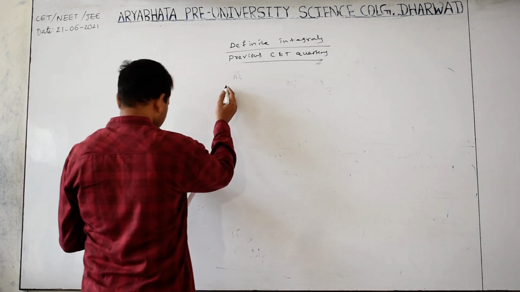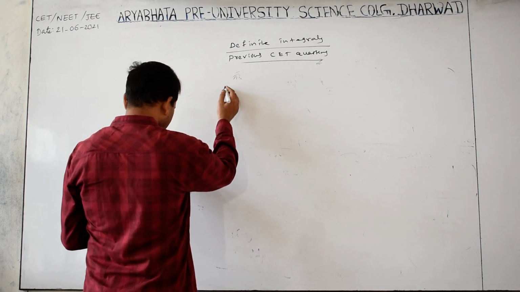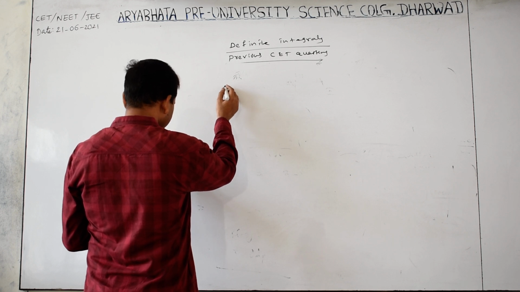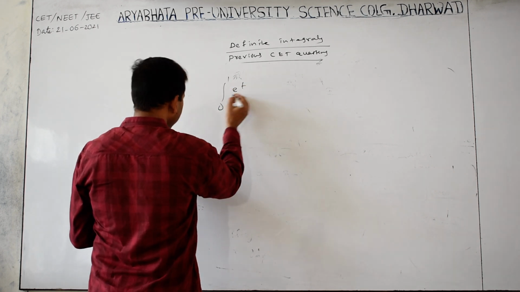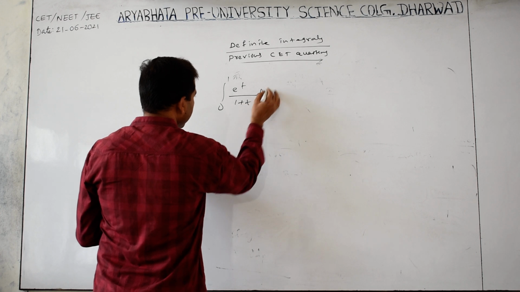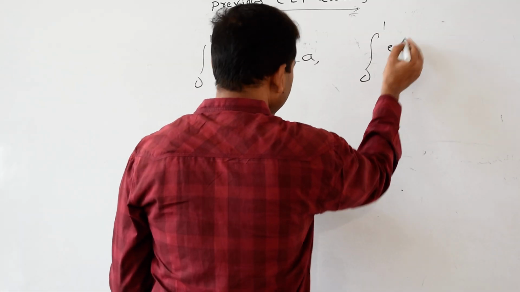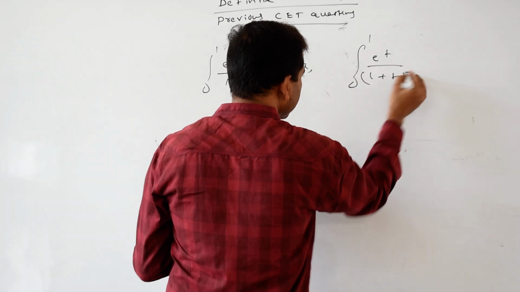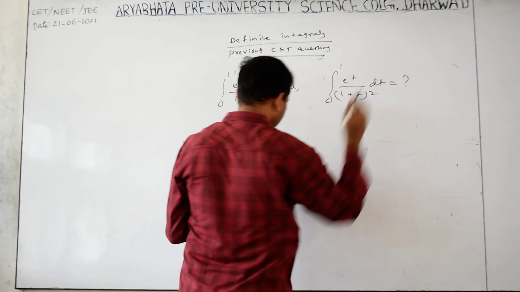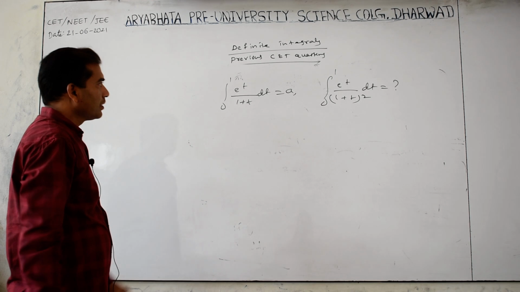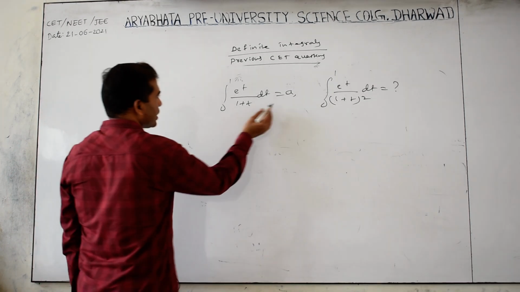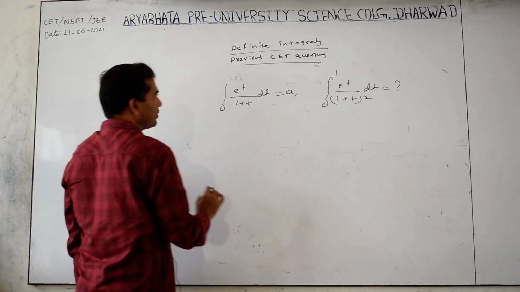Example problems. Integration of 0 to 1 of e power t by 1 plus t dt is equal to a. Then integration of 0 to 1 of e power t by 1 plus t whole square dt is equal to what? Yes, this is given here. This is what we have to find.